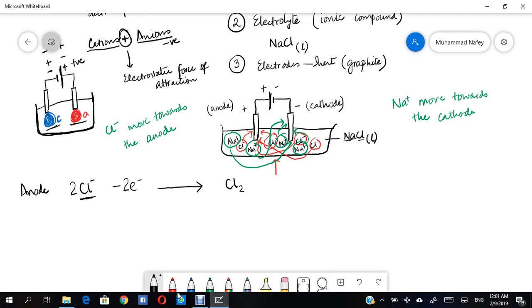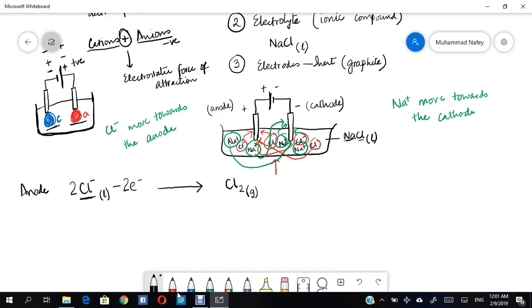So chloride ions here, they are in the liquid state. Why? Because we are using a molten sample of sodium chloride. Therefore, I write a small l here to indicate that this is basically a liquid. Now, after it has lost its electrons, it's going to transform to chlorine, which is a gas. Therefore, here we have a small g underneath Cl2.